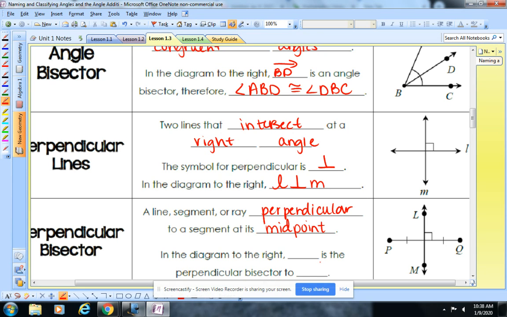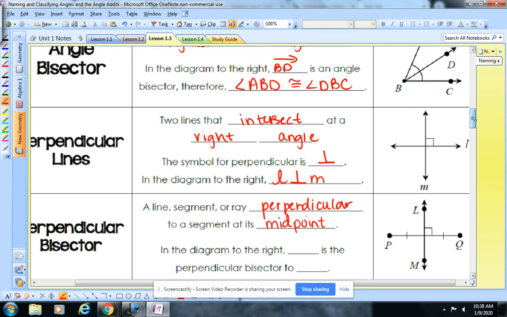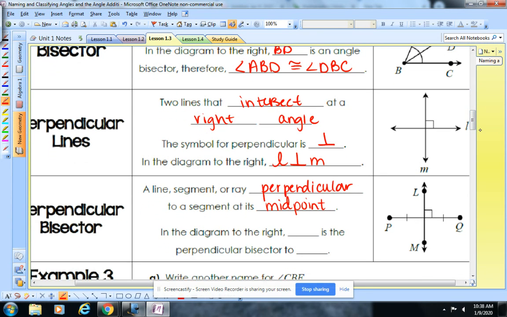All right. So in this picture right here, blank is the perpendicular bisector to blank. Well, it looks like line LM is the perpendicular bisector, because you see these little congruent marks right here? It's perpendicular to it, and you see those congruent marks, so that means it divides it in half, to segment PQ. Okay.